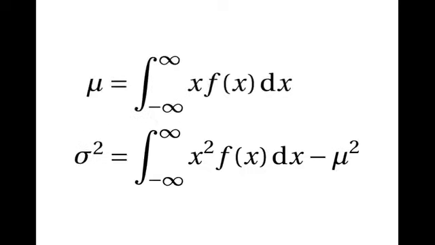And these are the two things that you need to know to find the mean and the variance of a continuous random variable. You need to know that the mean is the integral of x f of x over all possible values of x, and the variance is the integral of x squared f of x over all possible values of x, take away the square of the mean. Okay, now let's look at some examples.